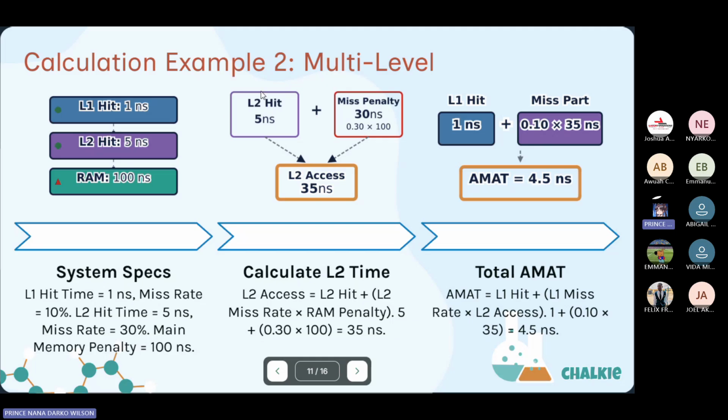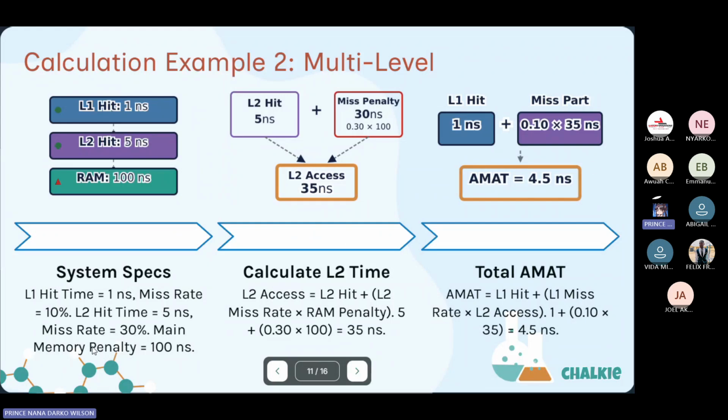Right, so it goes further to say that you find the level 2 hit time, and then you add that to the miss penalty, and that gives us the level 2 access time. And you also do the same for the level 1 hit time plus the miss penalty from the initial one, and that gives us the average memory access time.